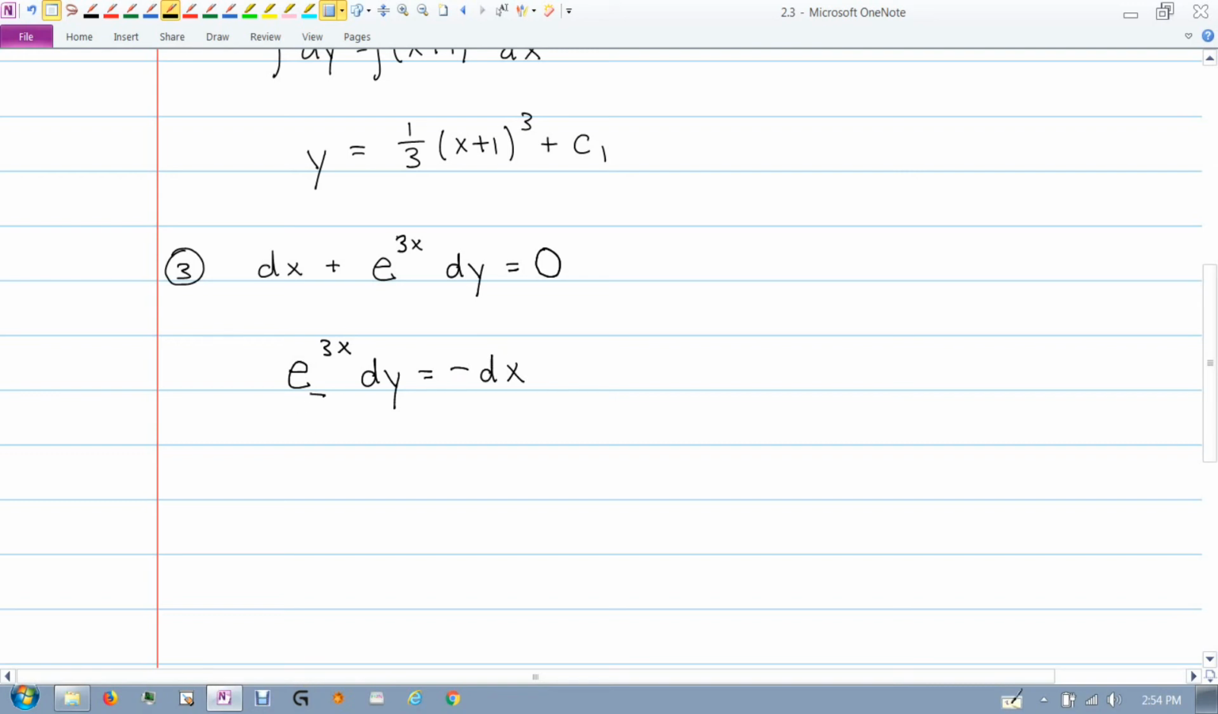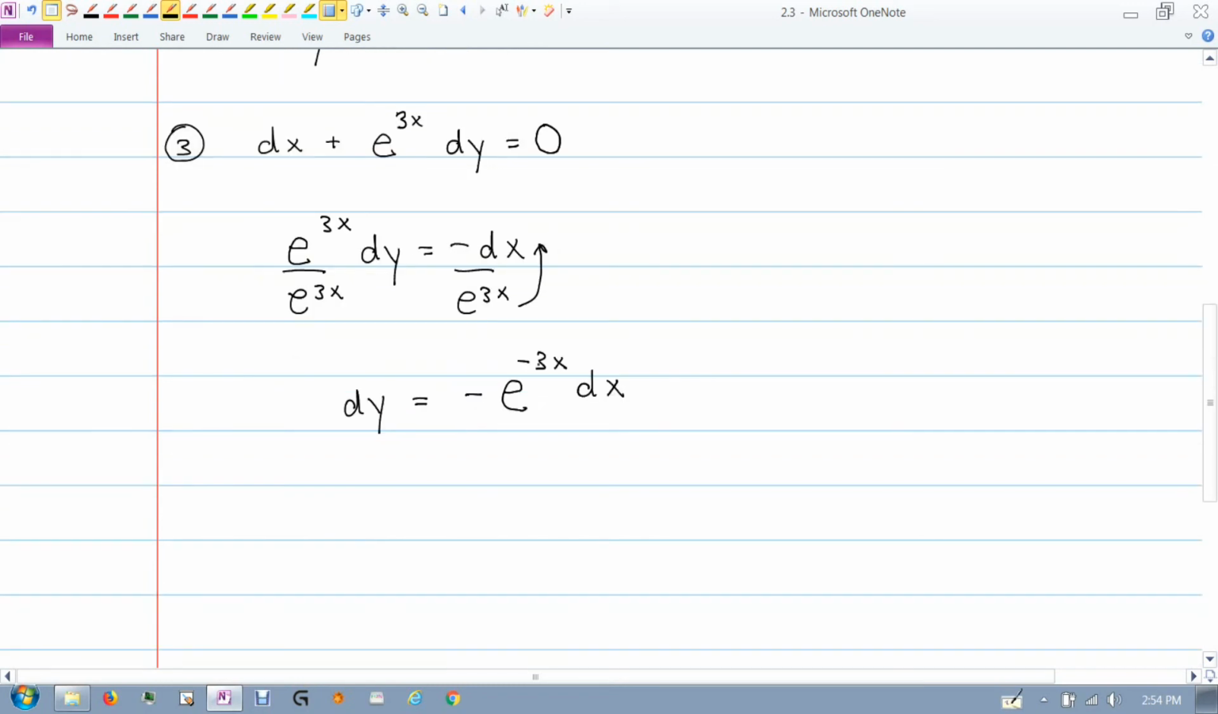And then let me divide through by e to the 3x. And so what we get is dy on the left equals, let me write it this way, negative e to the negative 3x dx. That would have the effect of bringing this up out of the denominator, but I have to write it as a negative exponent. So there we go. We've got all our y stuff on one side, all our x stuff on the other, and now we're going to integrate.